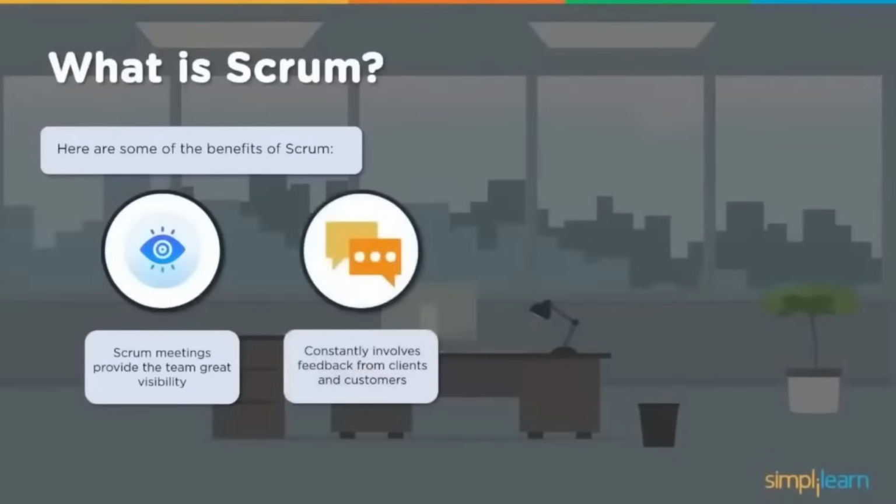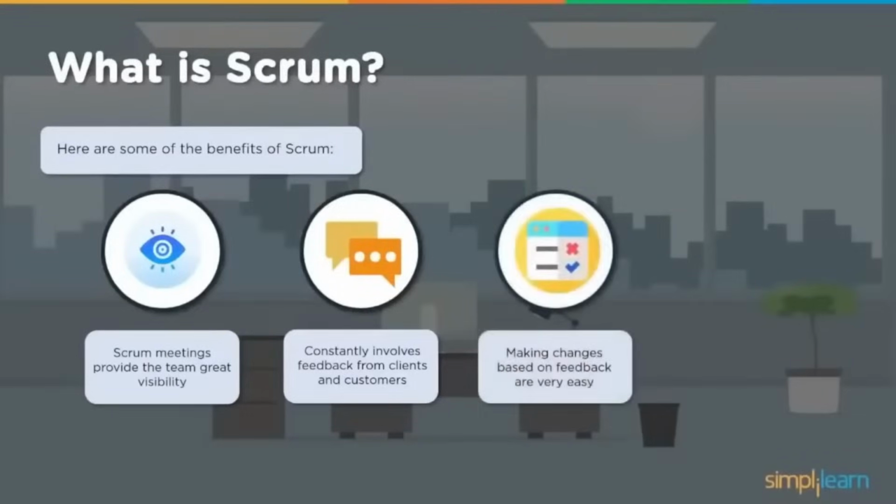Constantly involves feedback from clients and customers. As I mentioned while discussing Agile, active involvement of the customer is very essential. So the customer should give the feedback whenever a working piece of the application or product is given. Only then can we know whether the product or module that is created has the features and functionality which help in fulfilling the necessary requirements. Then making changes based on feedback is very easy because everyone is informed and aware of what is being changed and what needs to be changed.